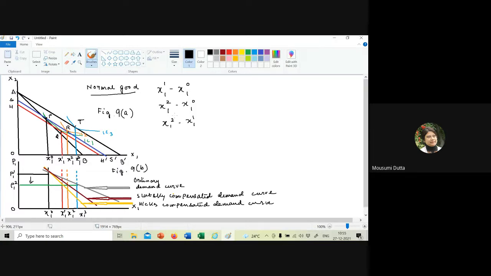Following Hicksian terminology, the total effect equals AC plus IE, which is x1 1 minus x1 naught plus x1 3 minus x1 1, which is equal to x1 3 minus x1 naught.